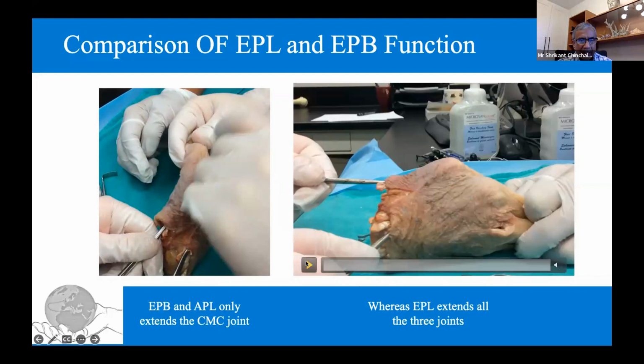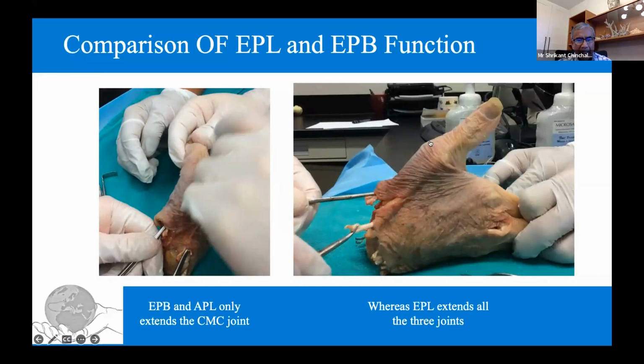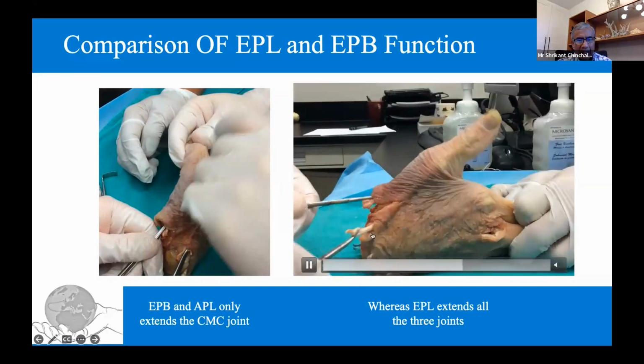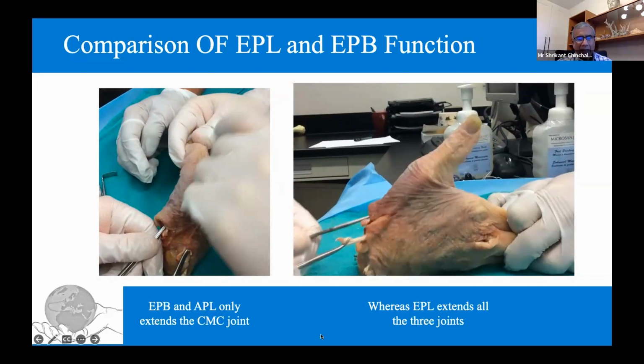So this is a video taken from a different angle. EPB doesn't perform any active extension of the MP joint unless you start activating the EPL as well. So EPL technically is an extender of the MP and IP, including the CMC joint, whereas your extensor pollicis brevis only extends the CMC joint of the thumb. Therefore, we must consider the gliding amplitude of the first extensor compartment and third extensor compartment as well.